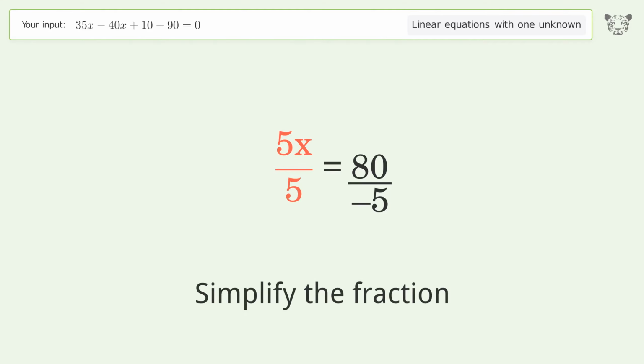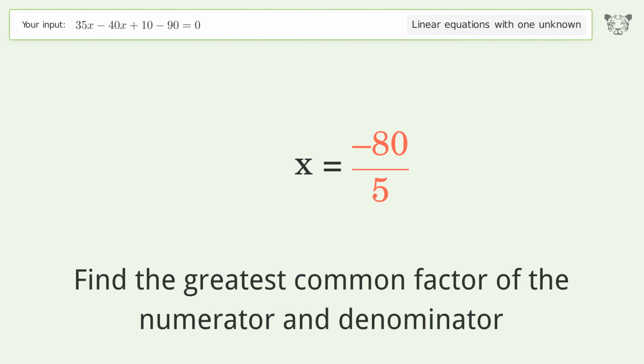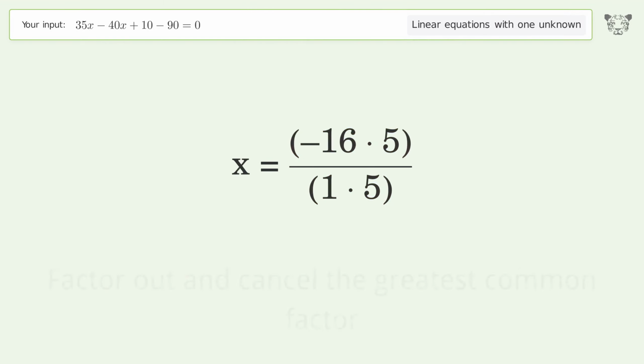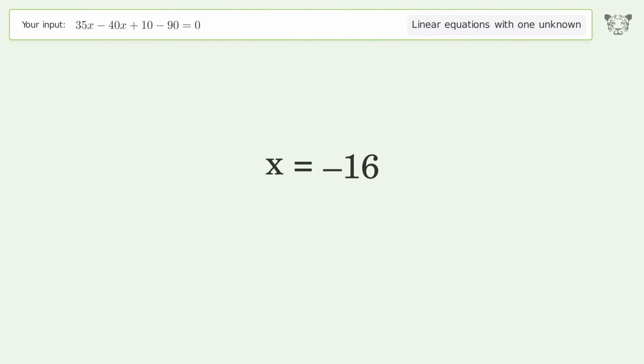Simplify the fraction. Move the negative sign from the denominator to the numerator. Find the greatest common factor of the numerator and denominator. Factor out and cancel the greatest common factor. And so the final result is x equals -16.